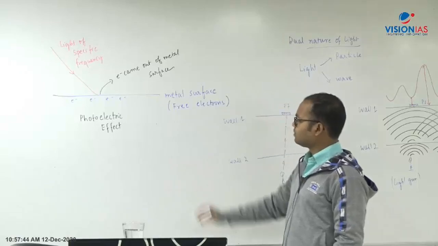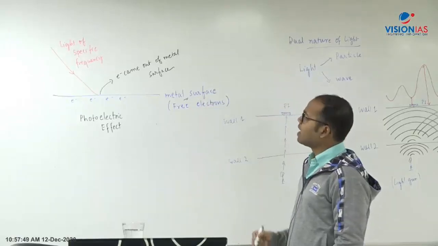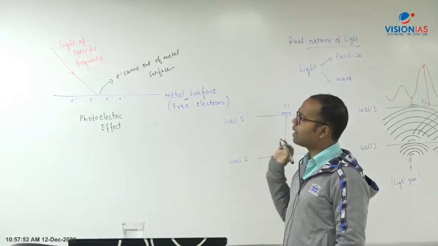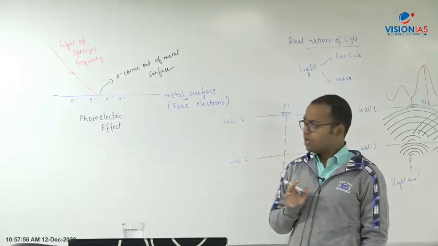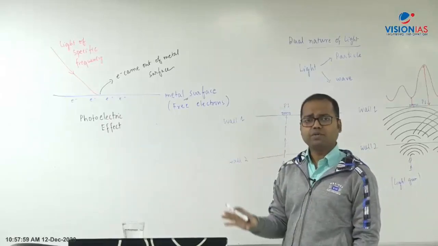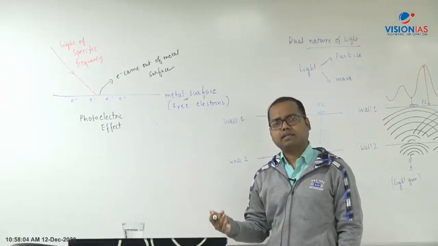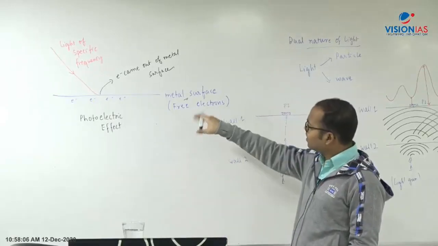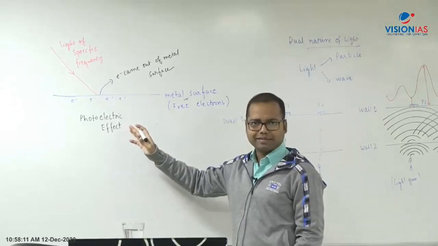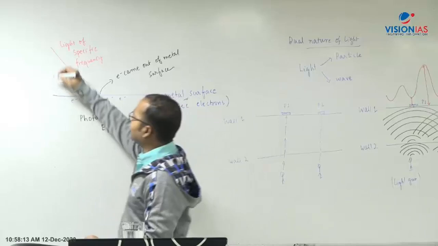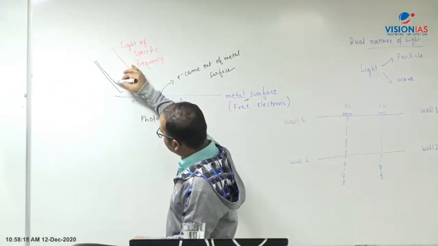What did Einstein do? He took a metal surface because there are free electrons, and light of specific frequency was bombarded. Because of that, electron came out of the metal surface, right? So this experiment deduced the particle nature of light. Now you will ask why Einstein said this is particle nature of light. There is no visible collision, but Einstein said yes, there is collision. He said that light is not what you are understanding.